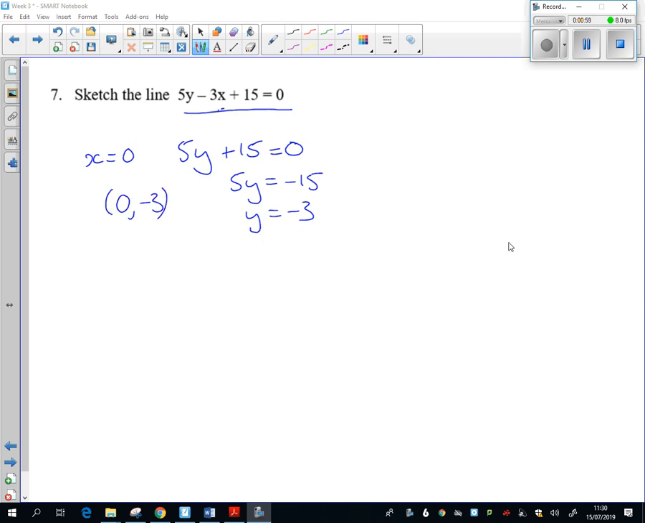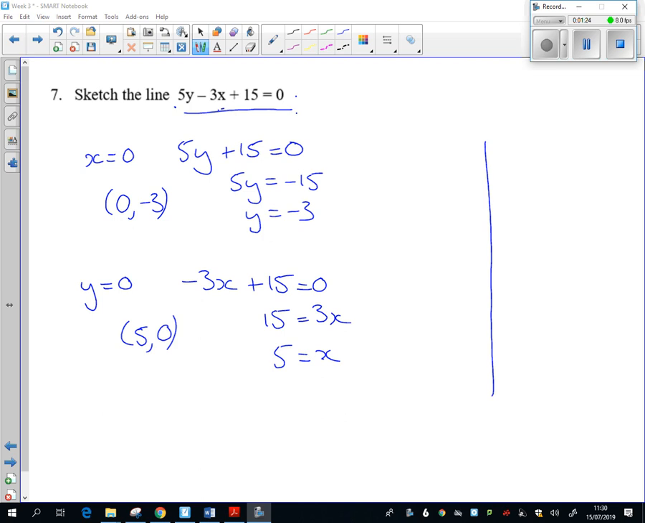I also find when y is 0. So if I go back to the equation, if y is 0, 5y is 0, so it becomes minus 3x plus 15 is 0, so 15 is 3x, so x is 5, so I've got the coordinate 5, 0. And because I recognise that as the equation of a straight line, that is all I need.